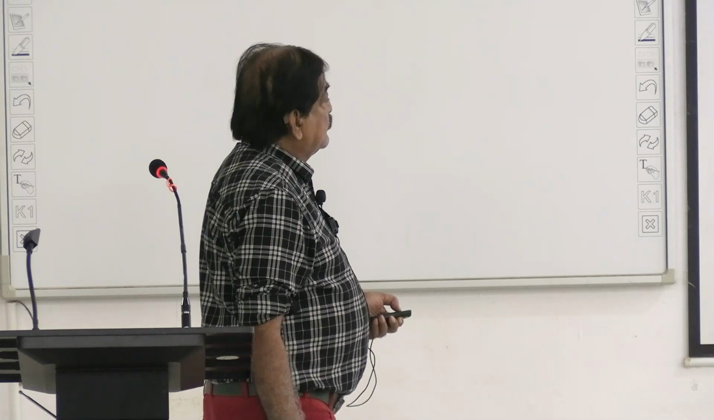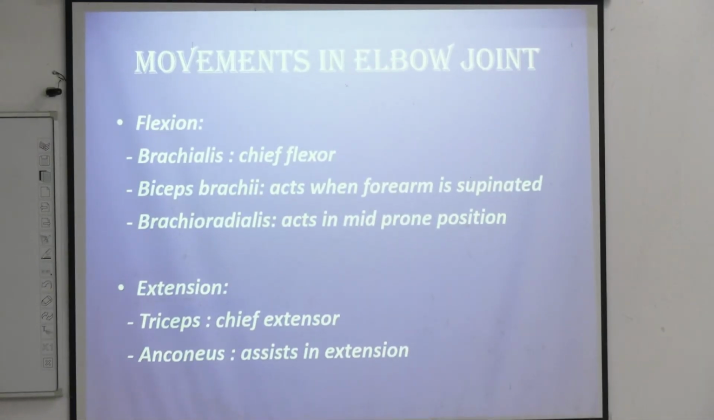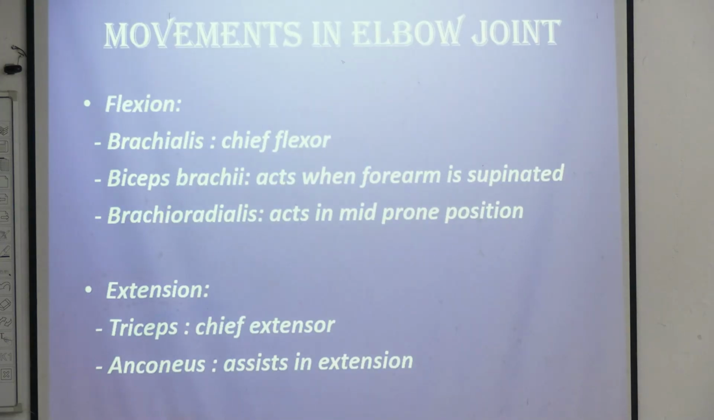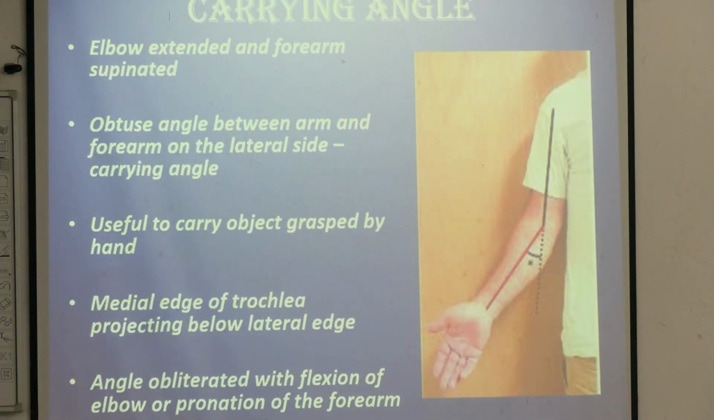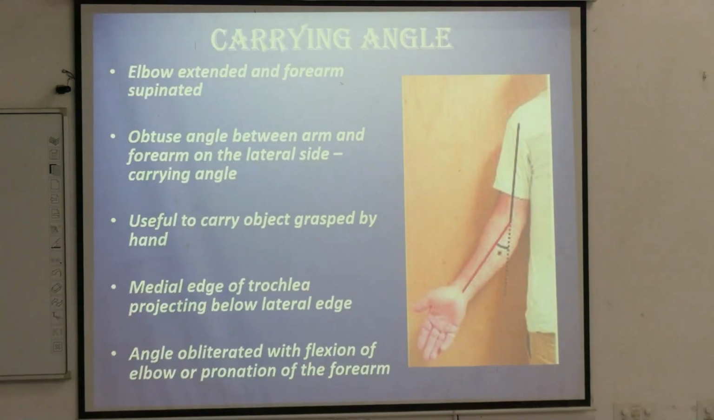Now, extension: triceps is the chief extensor, and anconeus assists in extension. Now, the biceps is this. Now I go like this, and your triceps, the chief extensor, and anconeus assist in extension. Now you see, this is important as a short note.